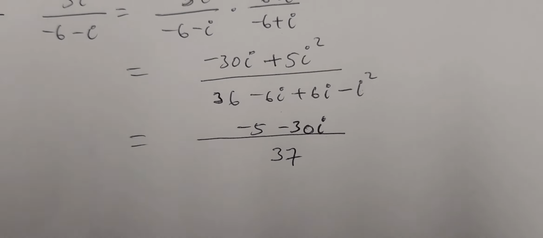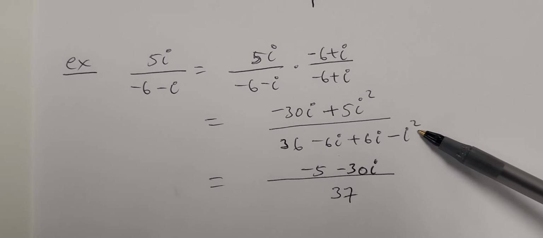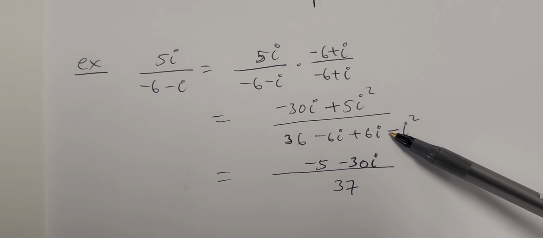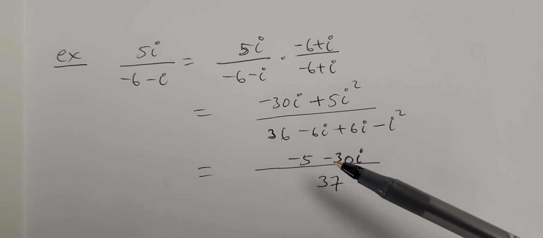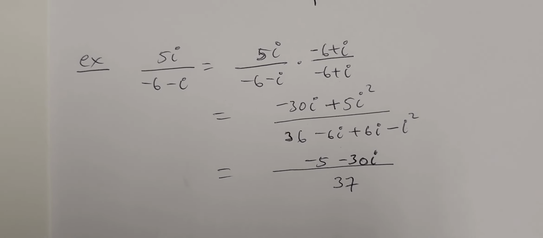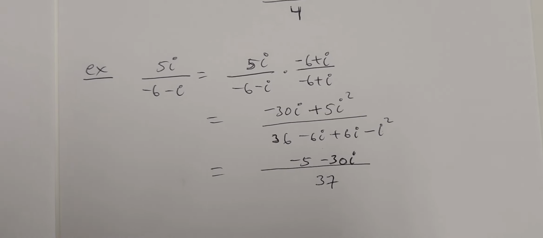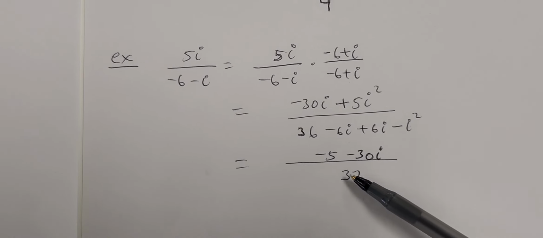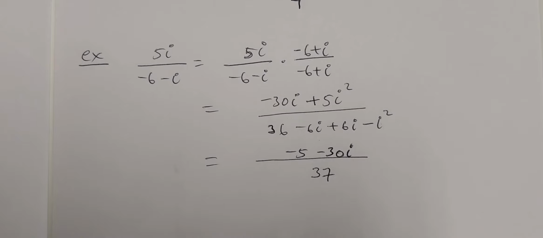So be very careful. One more time, this I squared is negative 1, but I also have another negative. So negative and negative become positive 1. 1 plus 36 gives me 37. So be very careful on the multiplying and dividing of complex numbers. Again, in the bottom, there should be no I in the bottom. That's when you know you're done.